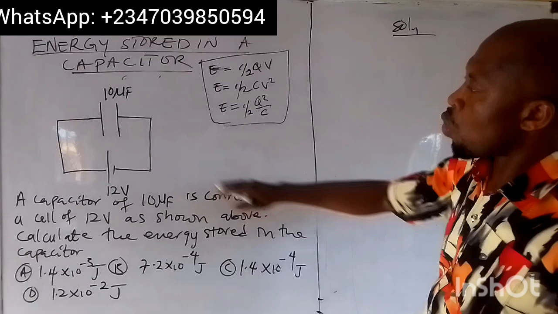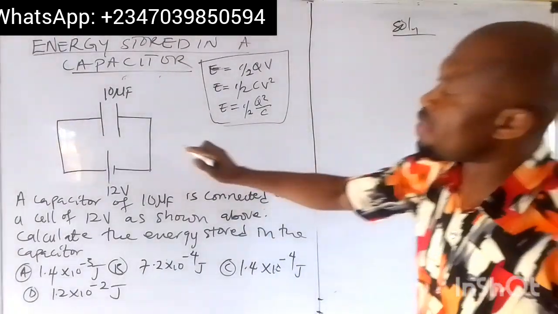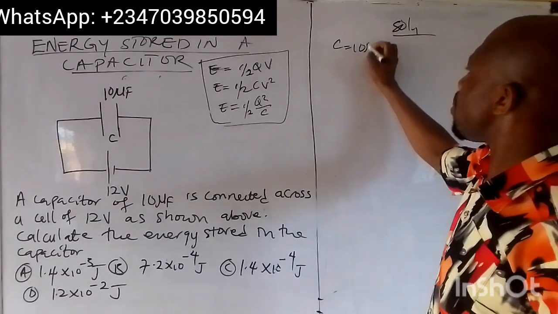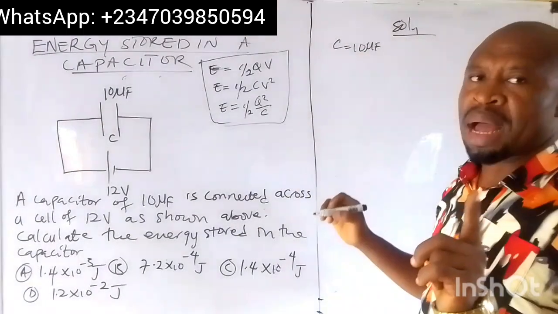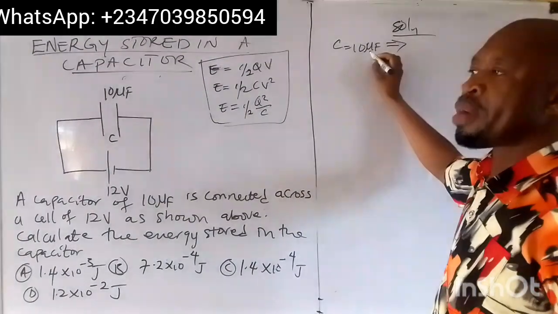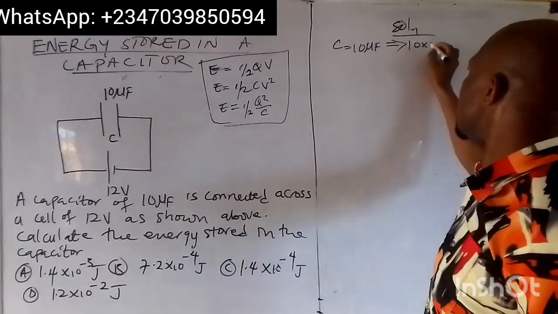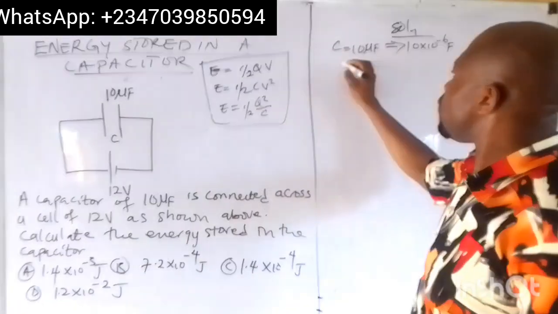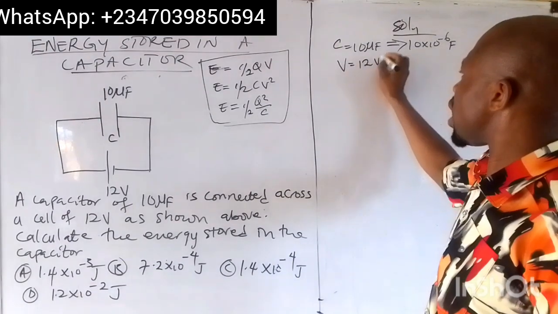Now, from here, we can have that, of course, this is C, this is V. So C is 10 microfarad. Remember, microfarad is 10 to the power minus 6. So we have 10 times 10 to the power minus 6 farad. V there is 12 volts.